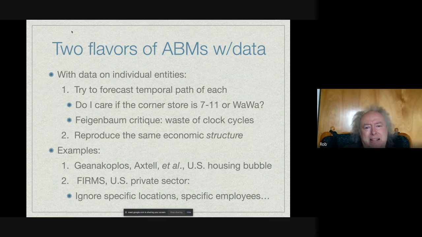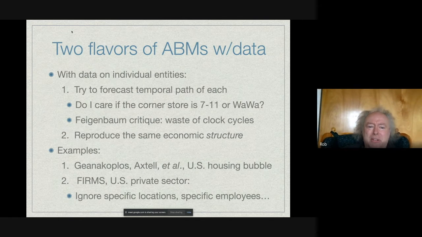I'm not going to do that because I'm basically going to say, I don't care whether the corner store is a Wawa, which is East Coast. I think you guys don't have that on the West Coast. East Coast convenience store, or it's a 7-Eleven. I don't really care. I don't care if it's a dry cleaner or a deli on my corner. All I care is that there's some economic activity there. And some of you will know that in statistical physics, this is sometimes called the Feigenbaum critique. Feigenbaum says, if we have some chaotic system, why waste all of our clock cycles computing some local structure that's just going to evolve anyway? We don't need that local structure in order to figure out what's going on at the macroscopic level.